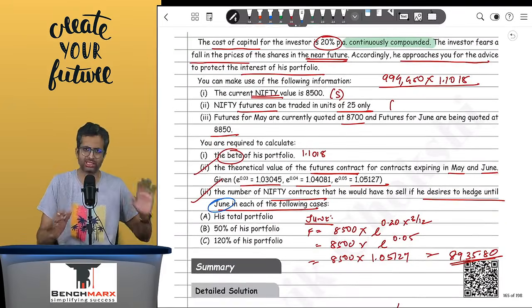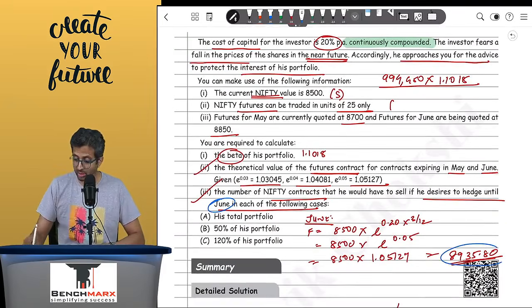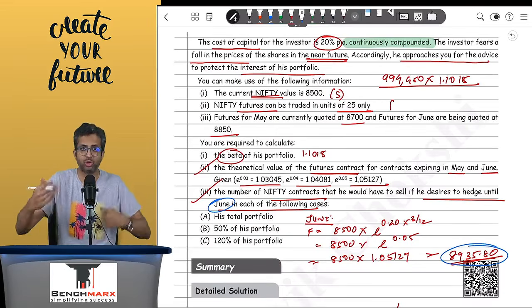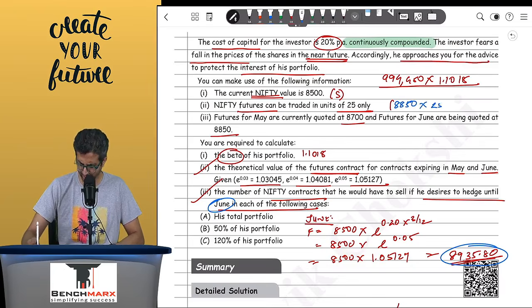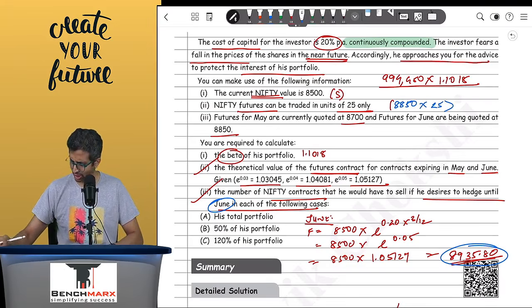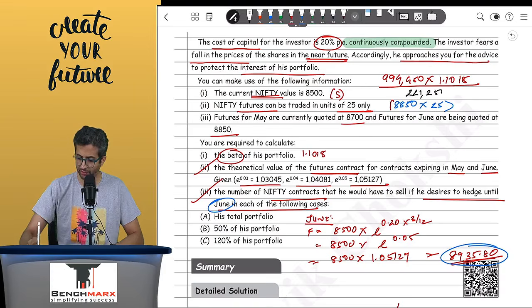You want to hedge for June, so May is irrelevant. And your theoretical price is 8,935. Which one will you take? Well, the actual deal has to happen at 8,850 only. The actual price into 25. 8,850 into 25 comes to 2,21,250. So this is basically 994,450 into 1.1018 divided by 221,250, which comes to what? 4.95 contracts. That is approximately 5.